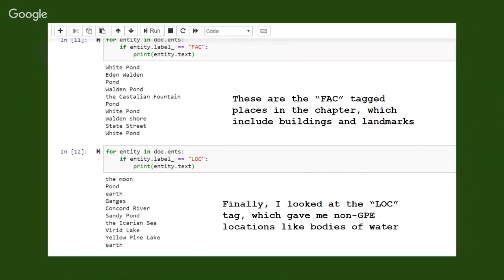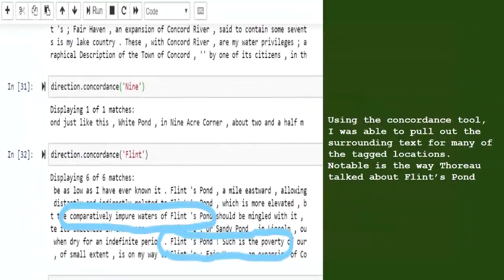And you can actually see some of the limitations of the technology too. If you look up on the top right below White Pond, you see Eden Walden, which isn't a place. It's actually in the text, Thoreau was comparing the Garden of Eden to Walden at one point, and it picked it out like it was a place. So obviously this technology has limitations. It isn't perfect.